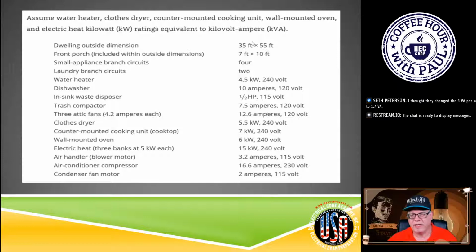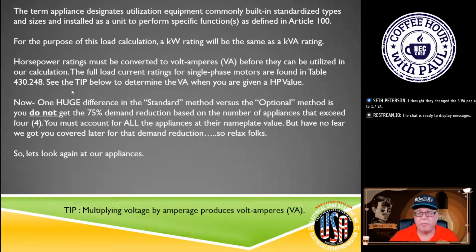All right. So we've kind of covered this part, all this up here. But now we're going to start getting into these appliances. All right. So what is an appliance? An appliance designates utilization equipment commonly built in standardized types, washing machines, disposals, dishwashers, all those things are built in standardized types and sizes. Okay. Now, yes, they can vary, but typically they're going to have pretty much the same componentry.